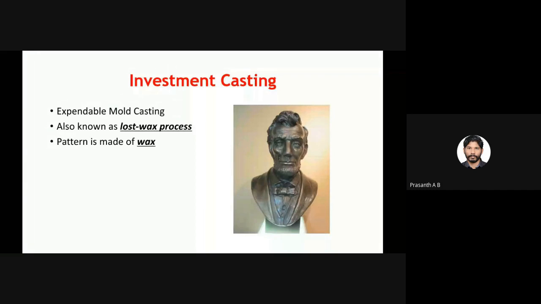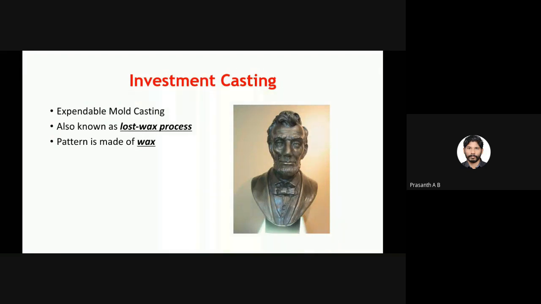You can see an image here, a statue. This statue is made using this investment casting technique. Now we will see what this operation is, how it is carried out, and what the various characteristics of this casting operation are.